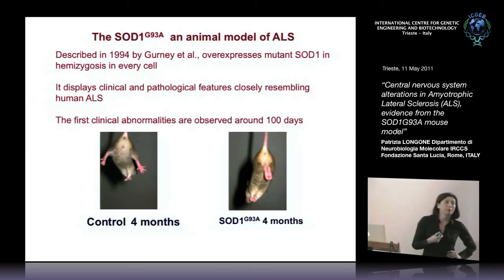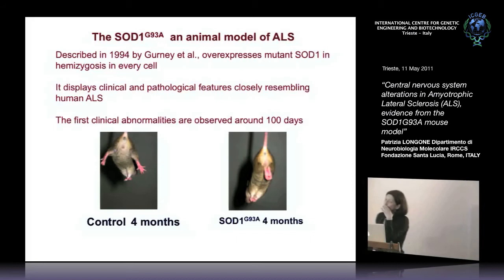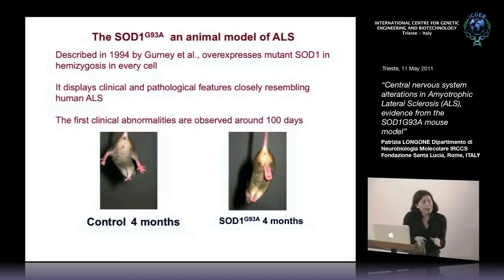The first clinical abnormalities are observed around 100 days. These are two pictures from our own colony. As you can see, at 4 months, the mutant mouse is unable to show the classical escape response, displaying of its hind limbs, and keeps them close to the body. On the other hand, an age-matched control, upon tail elevation, is displaying the classical escape response.